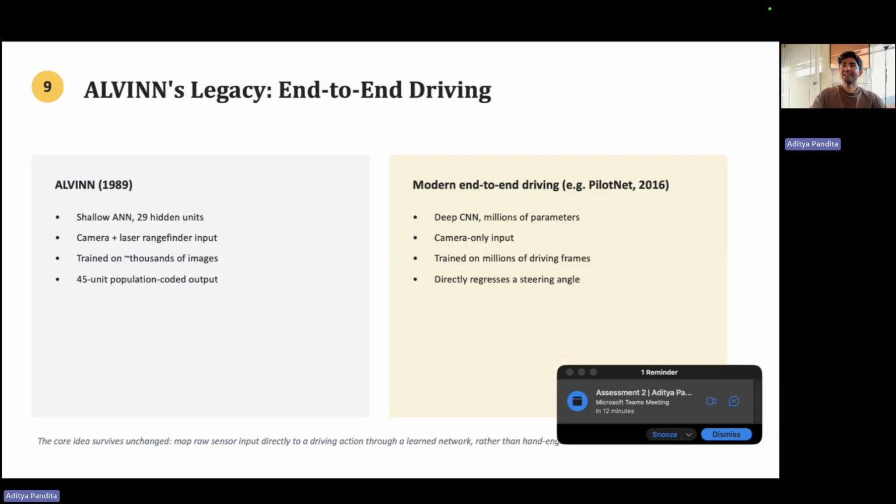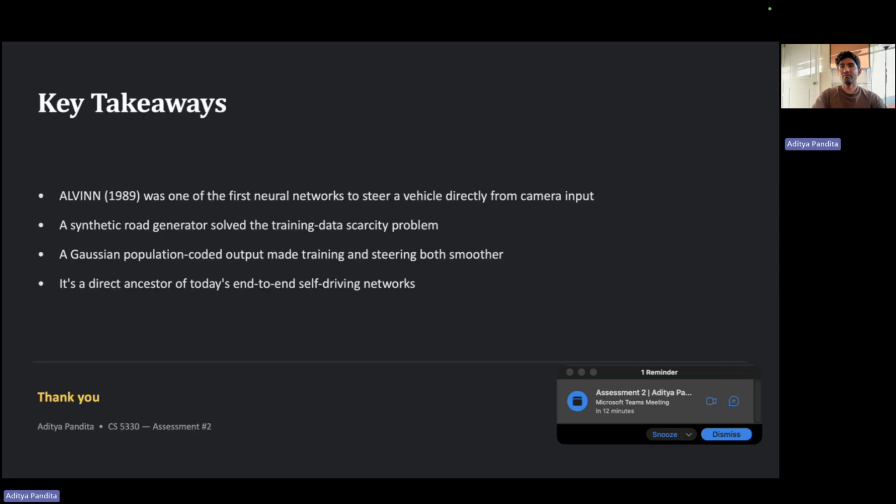ALVIN's legacy is in end-to-end driving. So why does this still matter? ALVIN was a shallow network with 29 hidden units trained on a relatively small dataset using camera plus rangefinder input. Modern systems like NVIDIA's PilotNet use deep CNNs with millions of parameters trained on millions of driving frames from camera input alone. The scale is completely different, but the core idea hasn't changed: map raw sensor input directly to a driving action through a learned network instead of hand-engineered rules. ALVIN is a direct conceptual ancestor of today's end-to-end self-driving research.